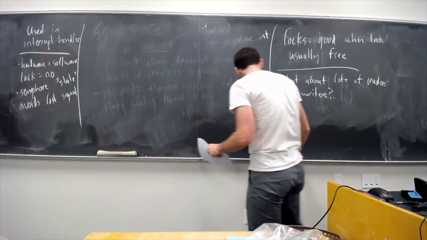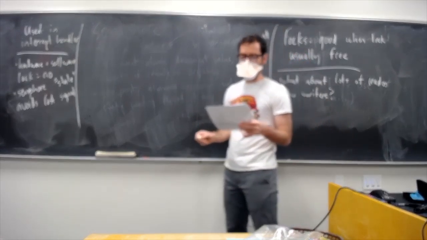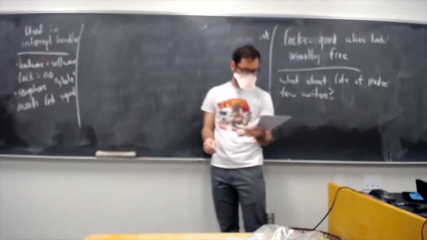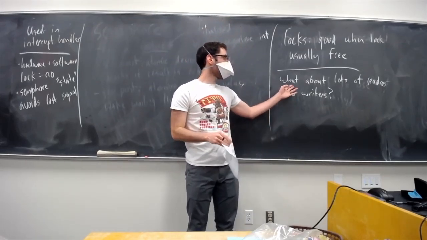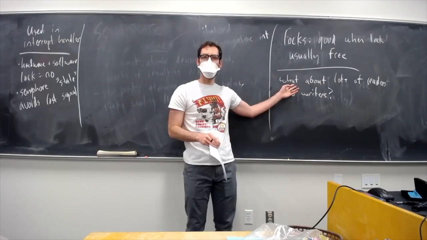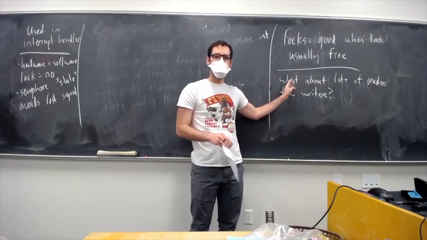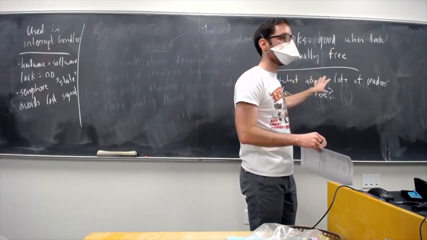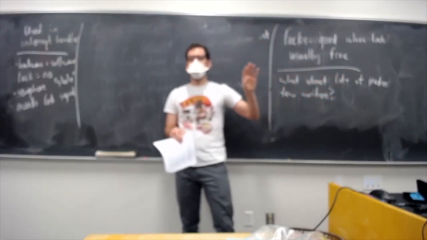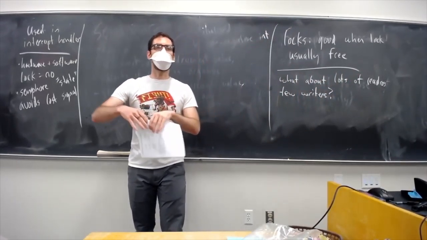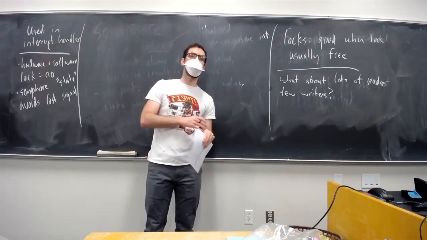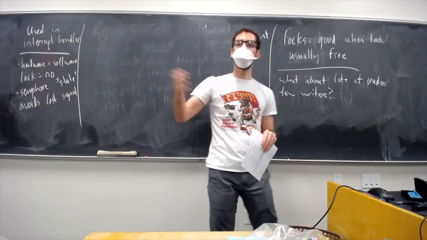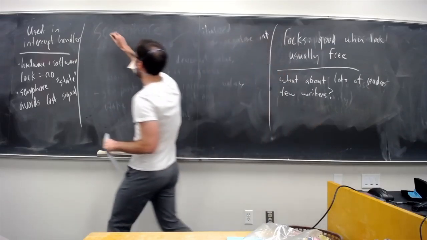The situation that I want to finish on is what if we have a ton of readers? The same situation with the reader-writer lock, but maybe just an incredible disparity between the number of reads and the number of writes, and just a huge number of reads we want to do every second.